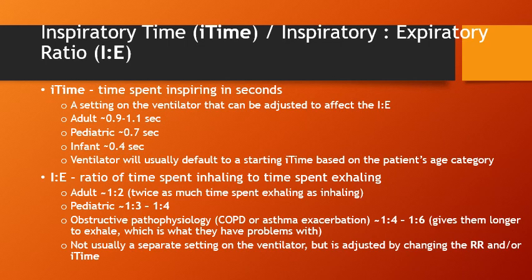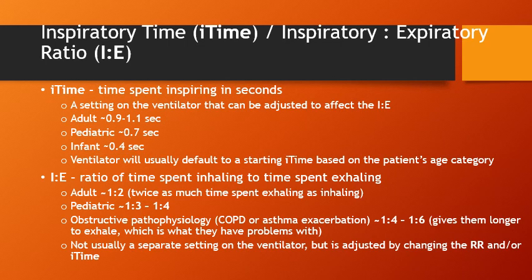So let's use an adult as an example. The normal I to E ratio for an adult is about 1 to 2, meaning that a normal adult takes twice as much time to exhale than they do to inhale. Okay? So our pediatric patients, a normal I to E ratio for them is between 1 to 3 and 1 to 4. So that means that they are taking 3 to 4 times longer to exhale than it takes them to inhale. And that's just normal for them.